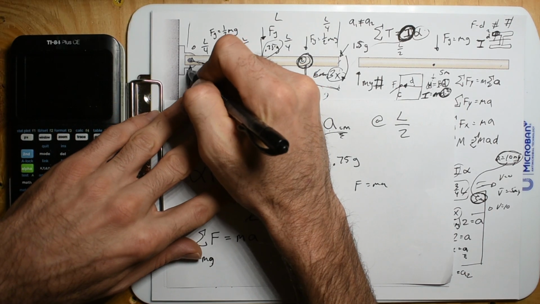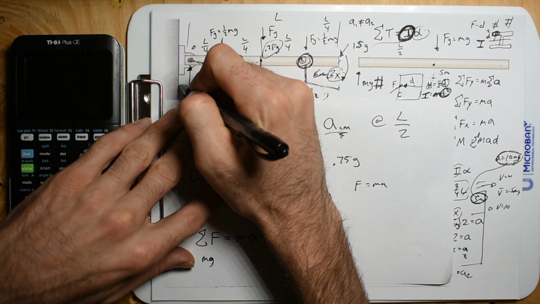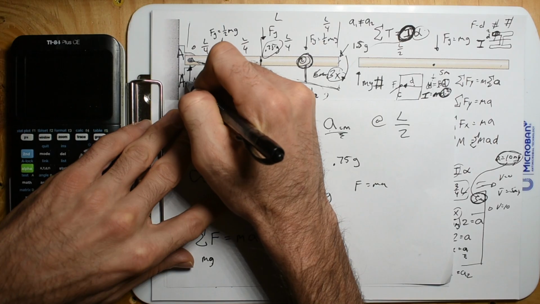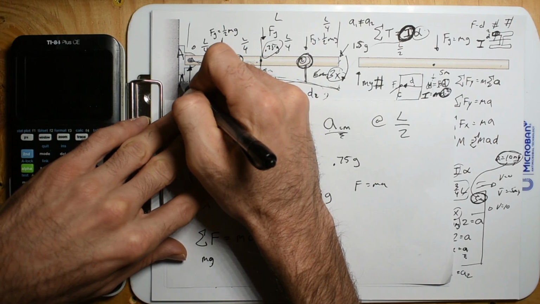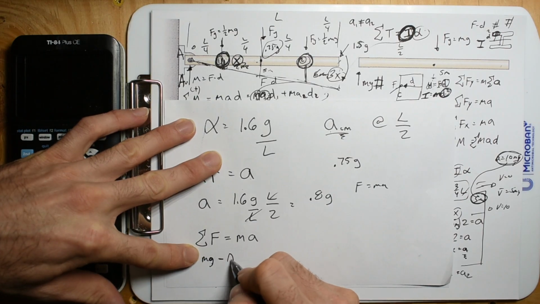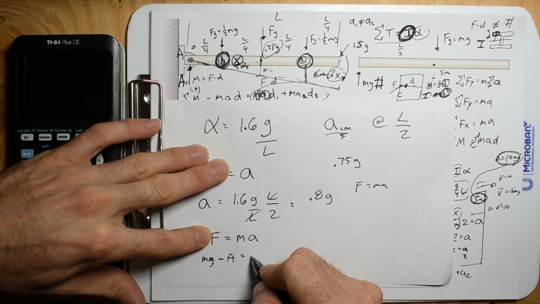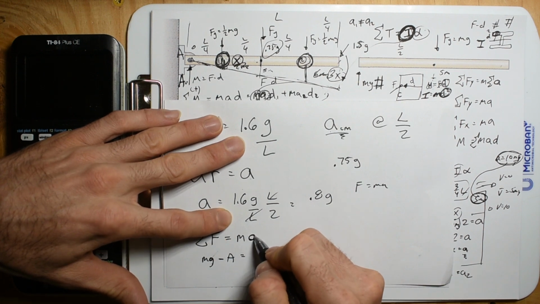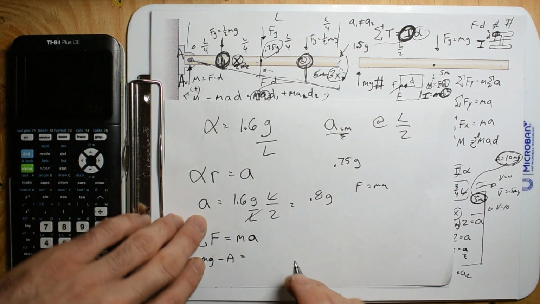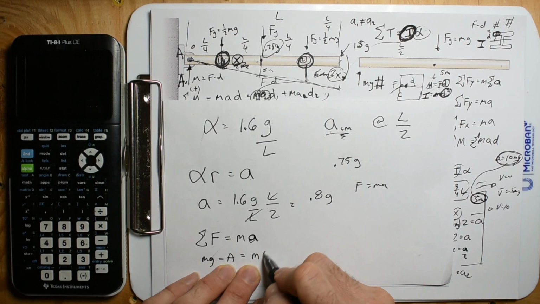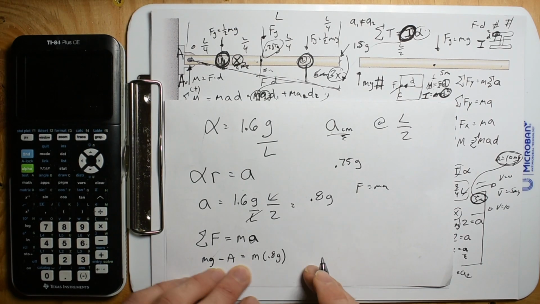But now I say that we're going to have a force right here at O. So I'm just going to call this point A, and we have that force A. So we're going to say mg minus A is equal to the mass times acceleration. And this is going to be the center of mass, right? So the mass is going to be m. The acceleration of the center of mass is going to be 0.8 g.